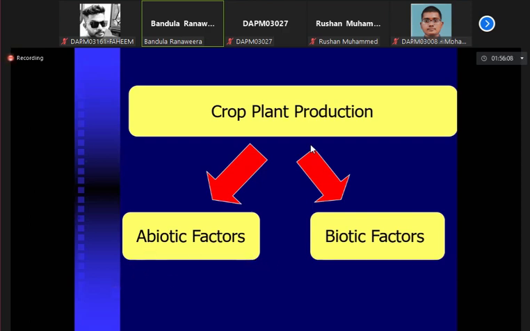What are those other factors? I mean, abiotic factors that are reducing our crop production. Yes, please unmute your microphone and you can answer.